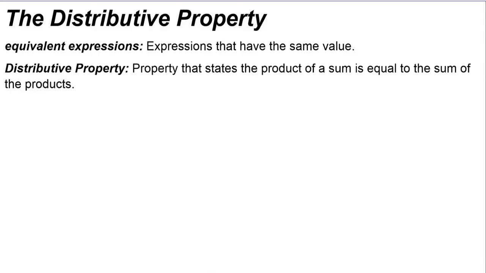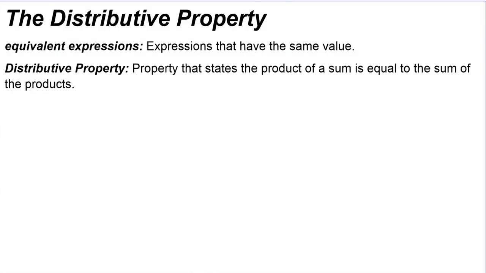So we're going to start Chapter 7 with one of the properties of math called the distributive property. Now, it's a very critical property when it comes to algebra, and it's used quite frequently, so it's very important to understand this. So a couple of vocabulary terms we have here are equivalent expressions. These are expressions that have the same value or they mean the same thing.